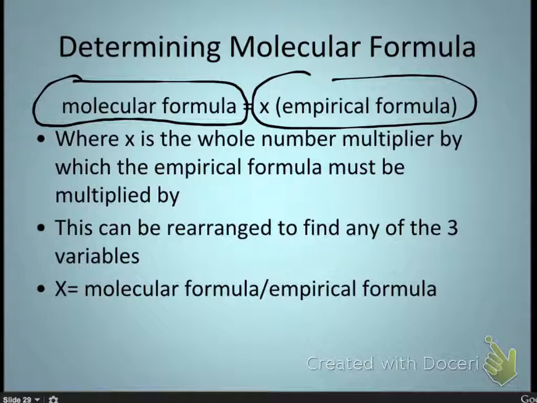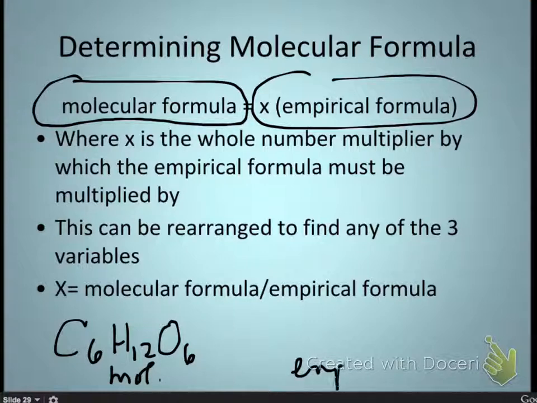Okay. And if we look at the example of glucose, C6H12O6 is the molecular formula, and its empirical formula is CH2O. If we multiply every one of the subscripts in the empirical formula by some number, we get the molecular formula. Okay? And in this case, the number is 6. So if we multiply the entire empirical formula, the subscripts obviously, we get the molecular formula.